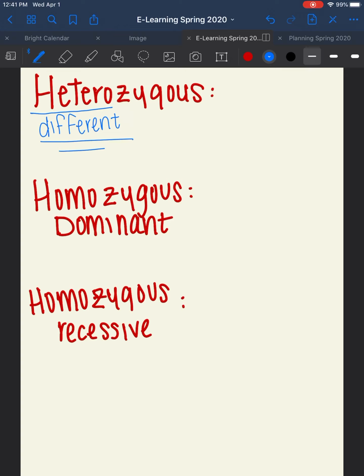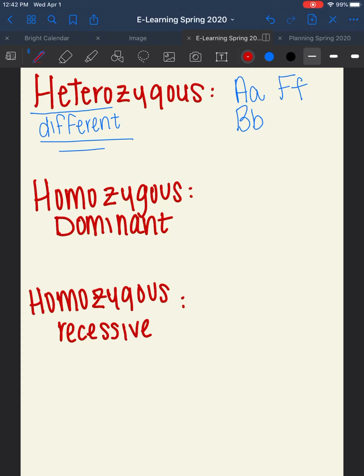Examples of that are going to be something like big A, little a, big B, little b. Whatever letters you're using, big F, little f. Whatever letters you are using, if they are different size, you have a capital letter and a lowercase letter, then that means that genotype is heterozygous.